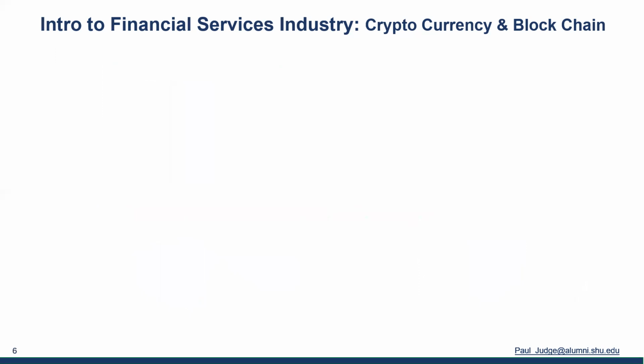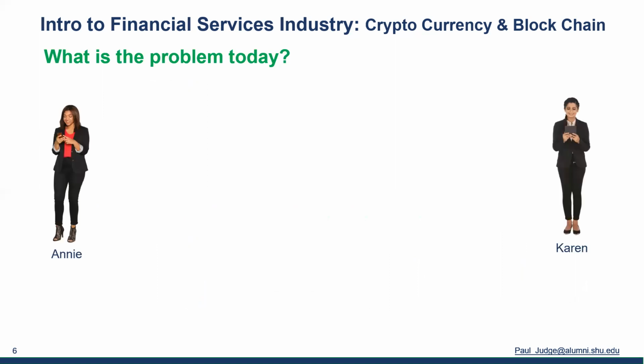Now, what does the transaction look like today? I'm going to talk about the problem, and I'm going to use a kind of goofy example here. Some of you are going to say, "Oh no, I would have done this as a Venmo transaction." But for this example, I'm going to take two people, Annie and Karen, and they go out for lunch one day. And after lunch, Karen says, "Annie, I owe you $100 for lunch today."